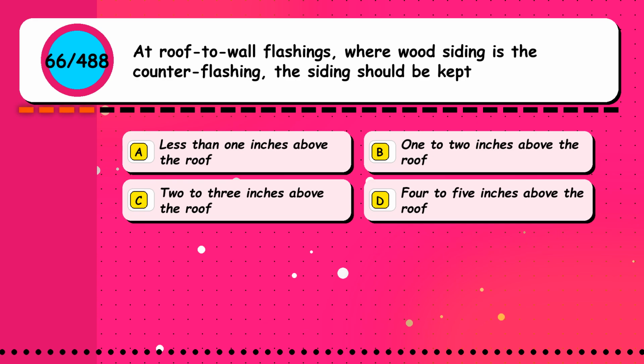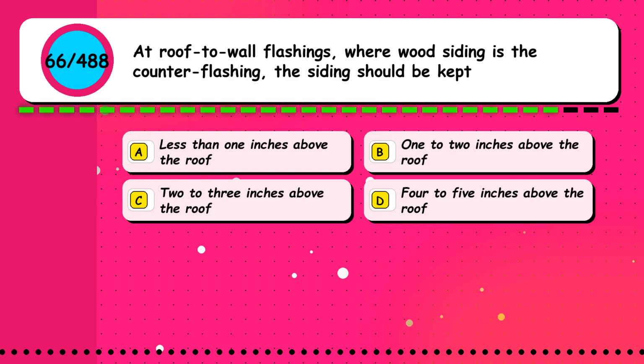Question 66. At roof-to-wall flashings, where wood siding is the counter flashing, the siding should be kept: option A, less than 1 inch above the roof. Option B, 1 to 2 inches above the roof. Option C, 2 to 3 inches above the roof. Option D, 4 to 5 inches above the roof.